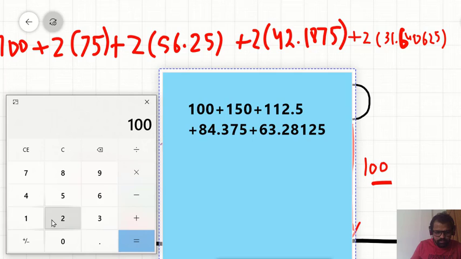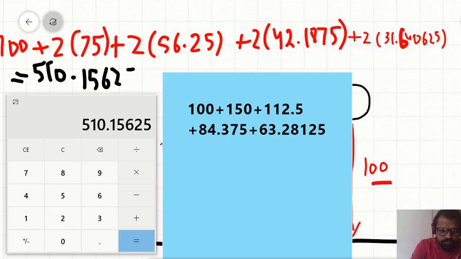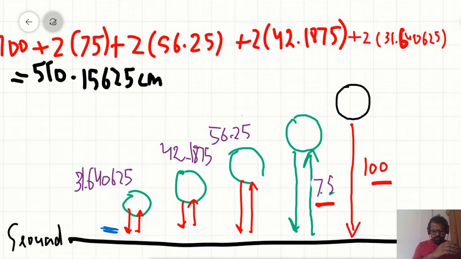100 plus 150 plus 112.5 plus 84.375 plus 63.28125. Alright, so the ball will travel this much distance, 510.15625 centimeters. We connected this real life problem using diagrams and found the total distance, which is 510.15625 centimeters.